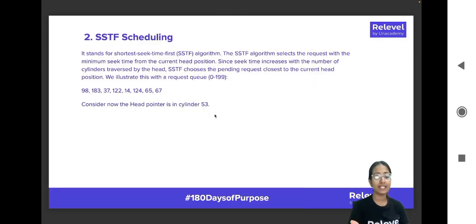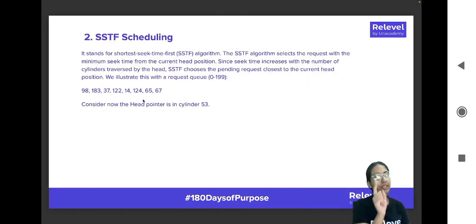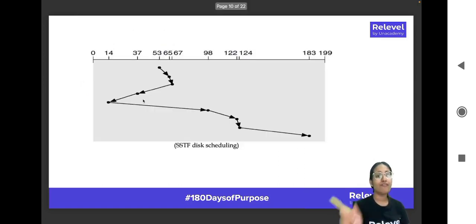After processing 67, it has two options. Either it can go to 37 or it can go to 98. Okay, if it goes to 37, the seek time is 30. But if it goes to 98, the seek time is 31. That is why it goes to 37. From 37, the nearer one is 14, right? And from 14, we go all the way back to 98, and then 122, 124, and 183.